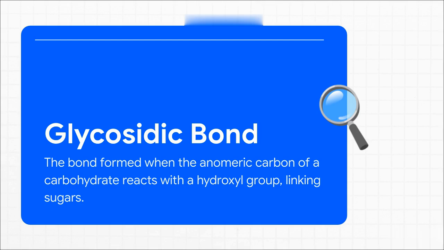And remember our old friends alpha and beta? Well, the orientation of this bond, whether it's an alpha bond or a beta bond, determines the entire shape, structure, and ultimately the function of the final carbohydrate chain.